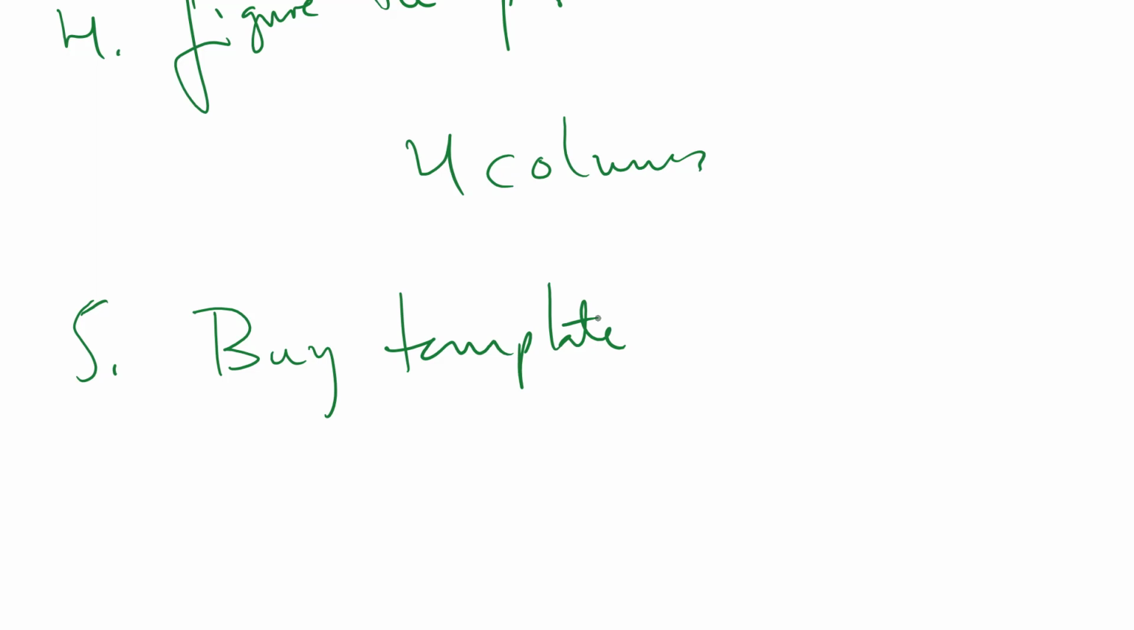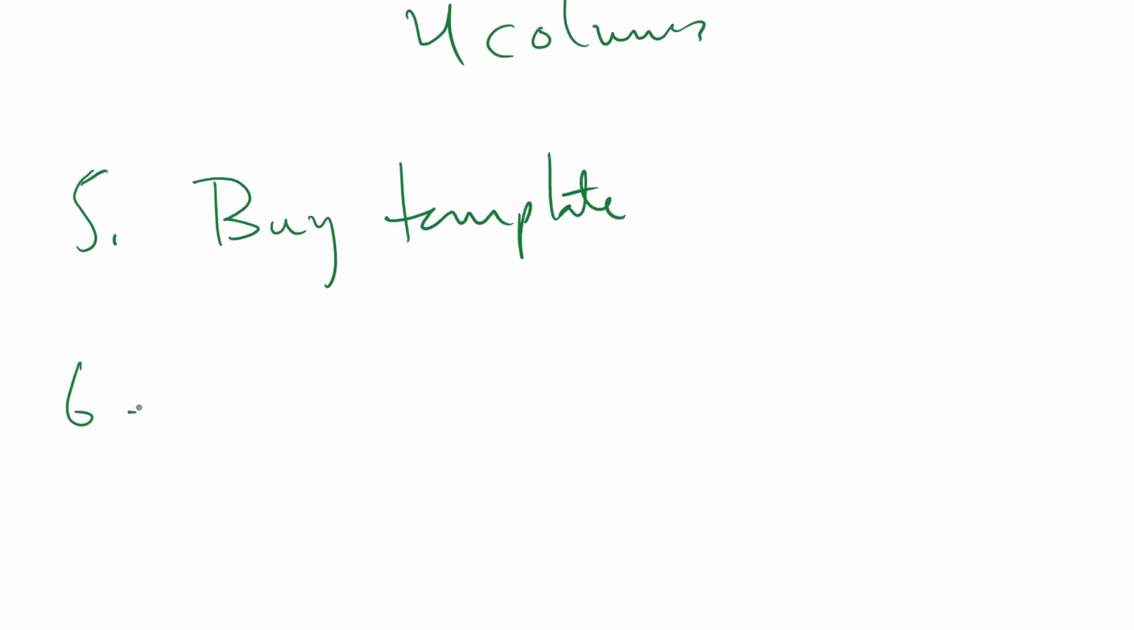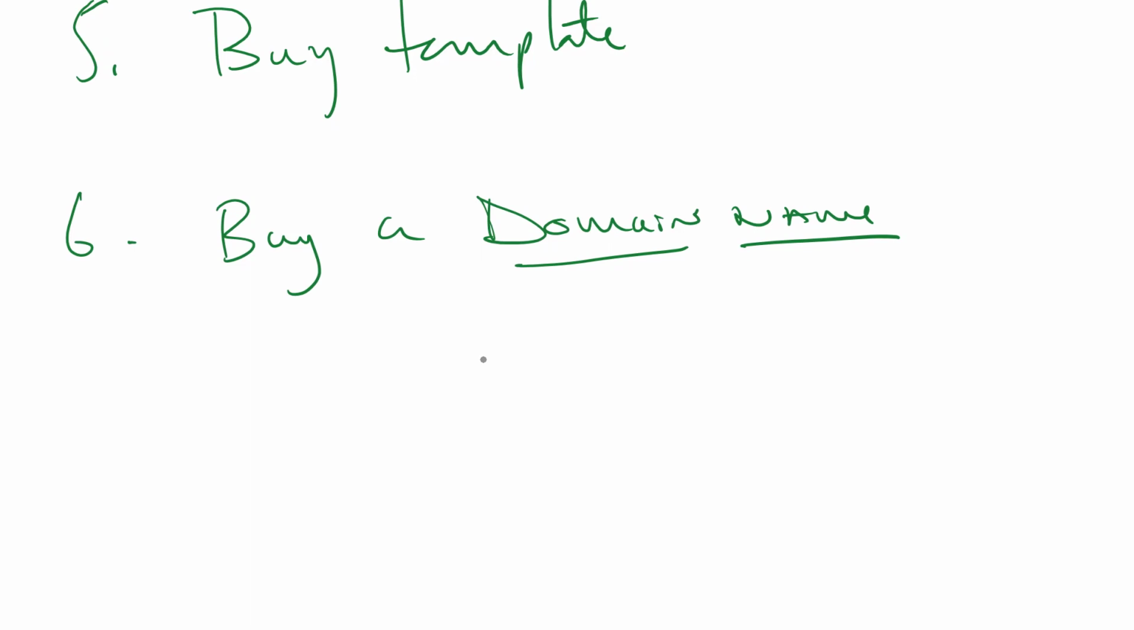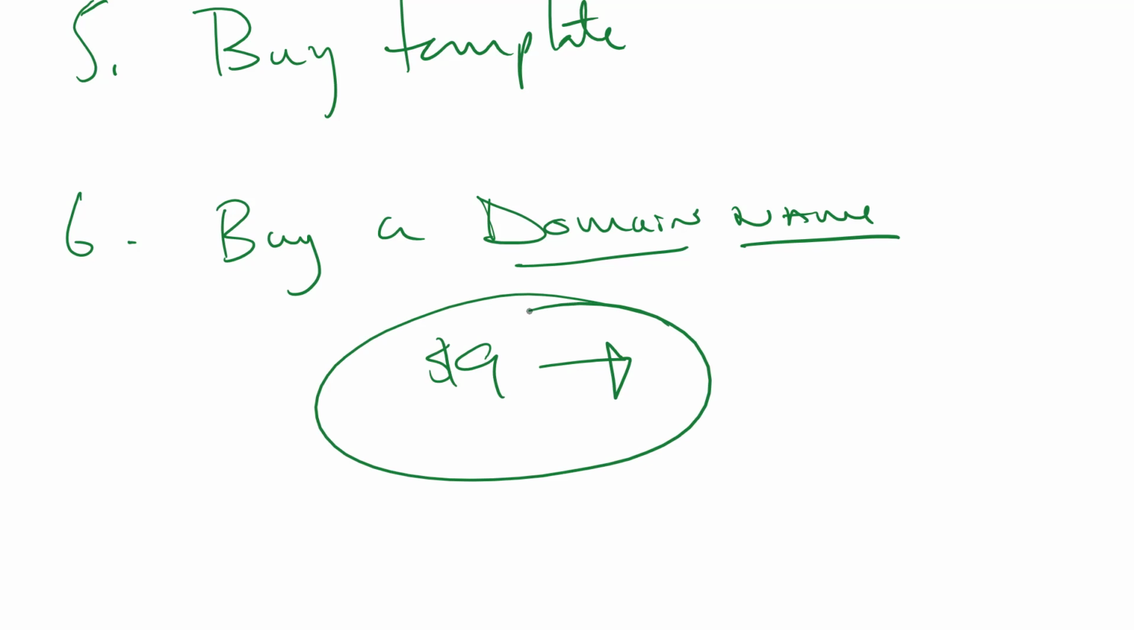And then once you sort of figure all that out, you've got to buy a domain name. Yeah, it seems like a lot. I'm getting tired just talking about it. We talked about domain names before. You've got to buy a domain name, and that will cost you, as I said, anywhere from $9 and up. I recommend you go for basic domain names between $9 and $25. And that's pretty much it.